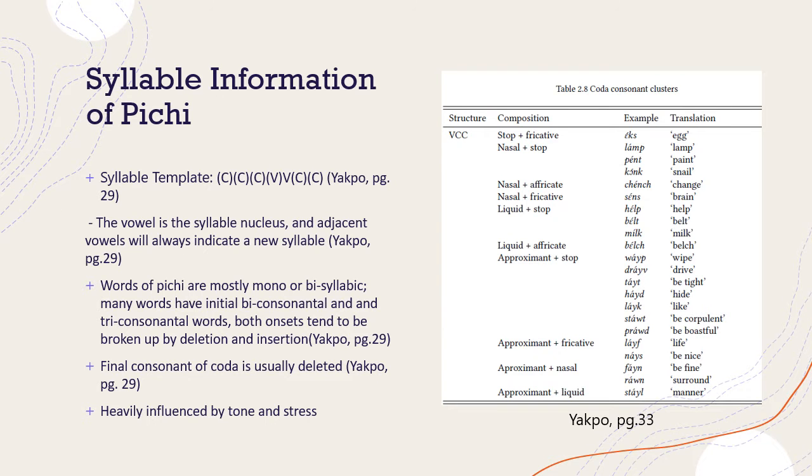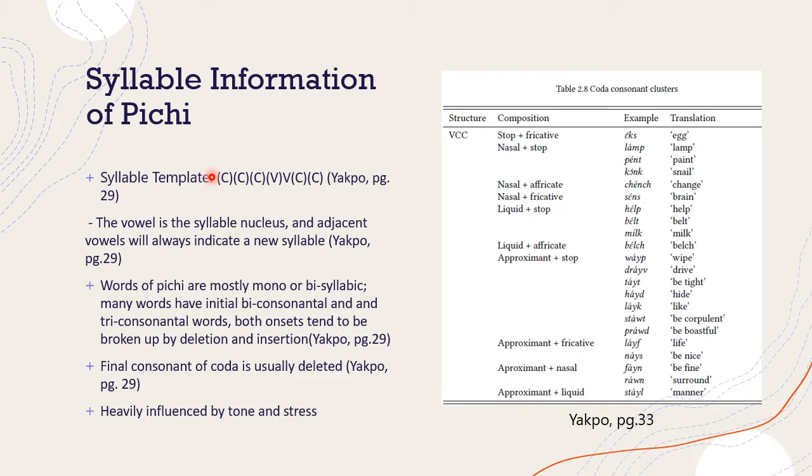So some syllable information of Peaky. We'll start with the syllable template over here. You'll see that in the onset it can have up to 3 consonants and 1 vowel before the nucleus, which is always going to be a vowel, and up to 2 consonants in the coda. And in the event of an adjacent vowel, it will always indicate a new syllable according to Yakpo in the grammar.